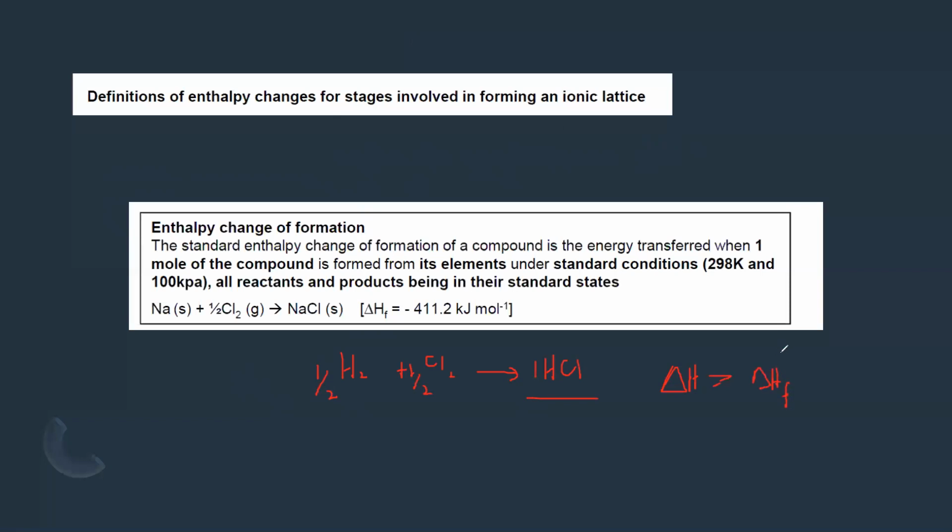If it is done at standard conditions, then we use this symbol as well. This is used if standard conditions apply. And what are the standard conditions? The temperature is 298 Kelvin or 25 degrees centigrade, 100,000 Pascal or 1 atm, and all reactants and products in their standard state. Like hydrogen exists as a gas, chlorine exists as a gas, and hydrogen chloride is a gas as well. It can turn into an acid when we dissolve it in water, but at room temperature, hydrogen chloride is a gas. Is the definition of enthalpy change of formation clear? You have to learn this definition.